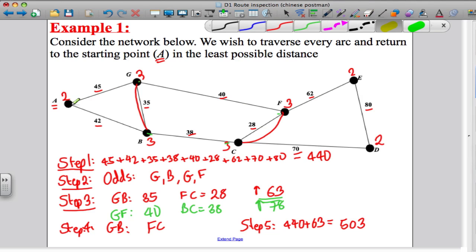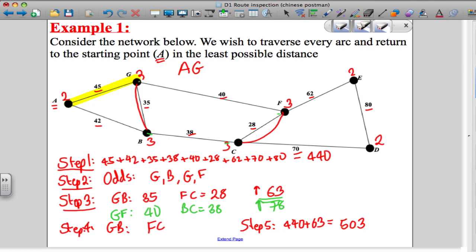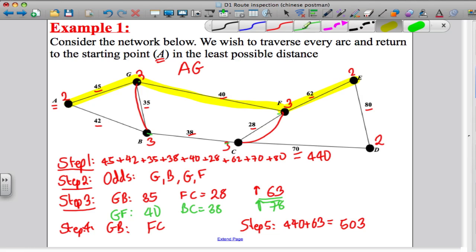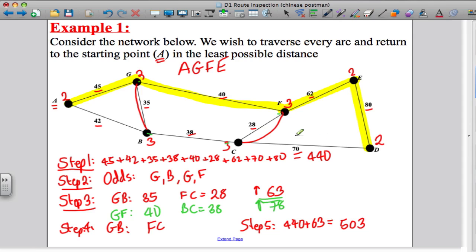Okay, let's start with A. Let's go AG. There's one. So I'm going to write AG. Where do I go from here? Well, why don't we go along here? Let's go to F and then to E. So let's go to F and then to E. Let's go from here. Why don't we go to D and then to C? So I'm going to go to D and then to C.